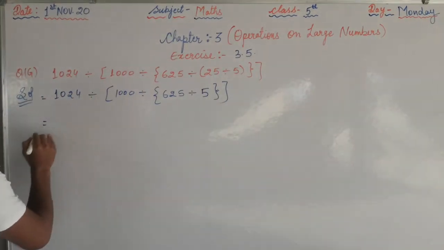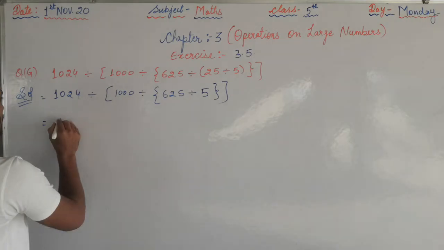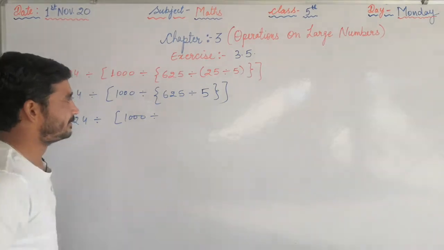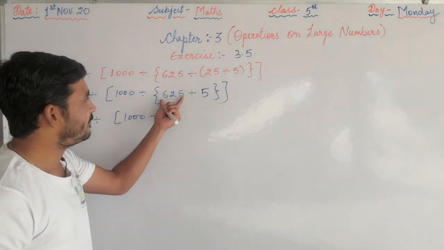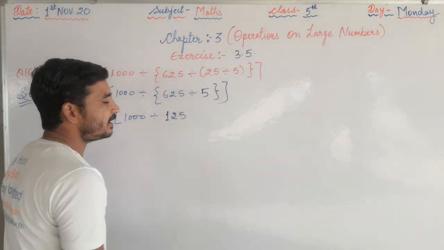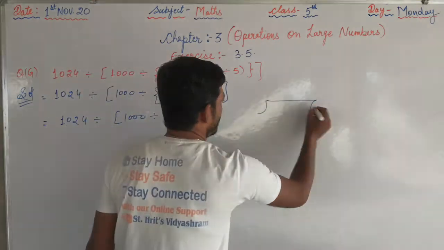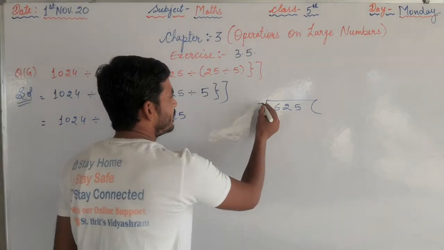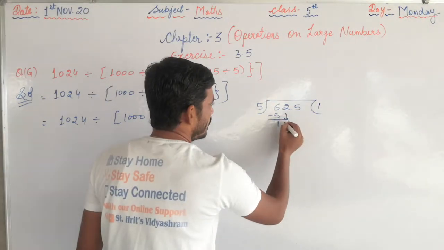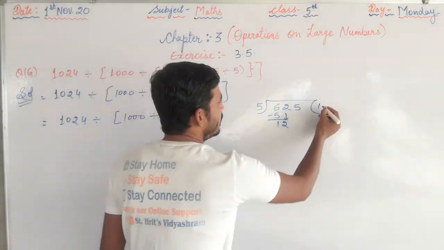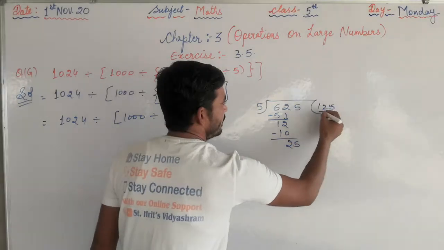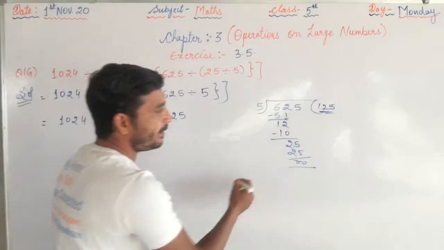Now see the next step, we solve this curly bracket. 625 divided by 5, here the result is 125. Now see how the 125 comes. 625 divided by 5: 5 ones are 5, 6 minus 5 is 1. Now the next digit is 2, that is 12, 5 twos are 10. Subtract, 2. Then 5 fives are 25. Here this is the result, that is 125.